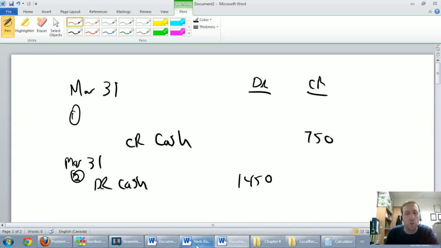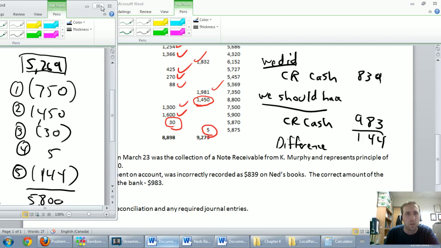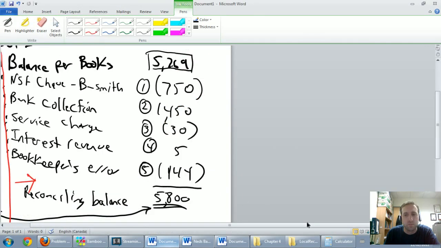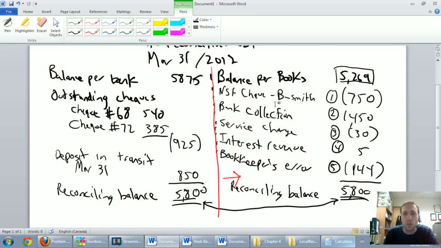Let's look at journal entry 1, and this time we're going to have to look at the whole thing. Maximize that one, and let's zoom out. Okay, there we go. So journal entry 1 was related to this NSF check from B. Smith. What we've got to say to ourselves with this NSF check is, what would you do? It's like that show, What Would You Do? So if you were placed in this situation, what would you do?